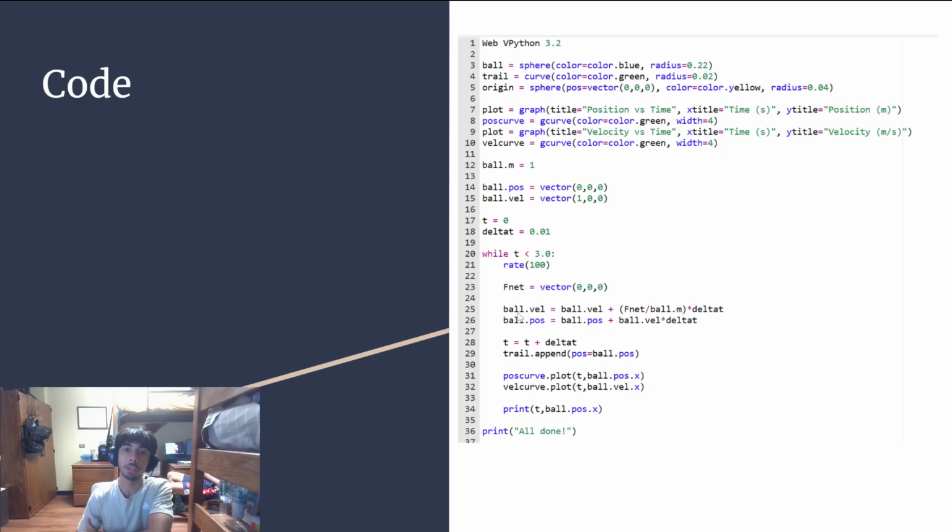We're updating the graph such that it adds the new velocity to the initial velocity. So the final velocity is equal to the initial velocity plus the F net over mass, which is the acceleration, times the change in time. And the position is equal to the initial position plus the velocity at that point times the change in time. And this adds the time together to make sure that the experiment progresses. This adds the trail to the graph to make sure that everything's displaying properly. Then this plots the position curve, this plots the velocity curve, and then we print everything.